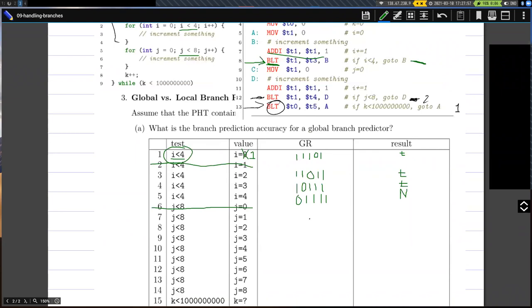So, what happens when we get to the first iteration of our J loop? What does our global register look like? Our history. All ones and a zero on the right. Yeah, so it's this guy. 3, 4, and then a zero. And what is the result here? Taken.